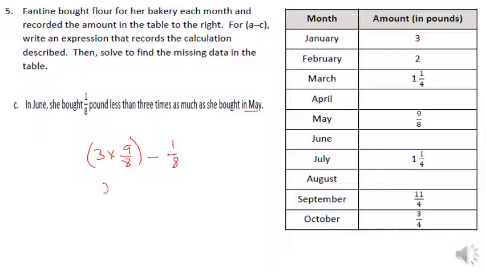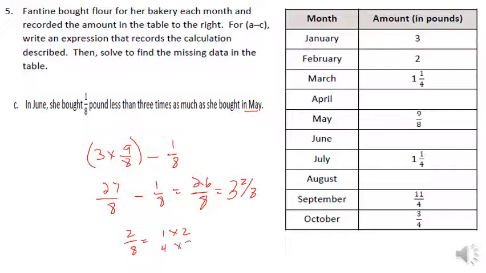So this is going to become 27/8 minus 1/8, which equals 26/8, which equals 3. 3 times 8 is 24, so it'll be 2/8. And if we simplify 2/8, I could go 1 times 2 and 4 times 2, line them out, and that would be 1/4. So it would be 3 1/4. And that would be June's.